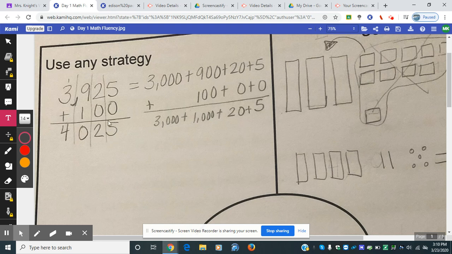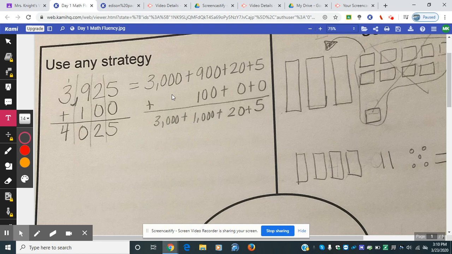5 plus 0 is 5. Then her tens place, 2 plus 0 is 2. Her hundreds place, 9 plus 1 is 100, but she couldn't write that. Or sorry, 9 plus 1 is a 10. But she couldn't write that, so she put the 0 down, and then she put the 1 up here. Then into her thousands place, she wrote 3 plus 1 is 4, and that makes 4,025.